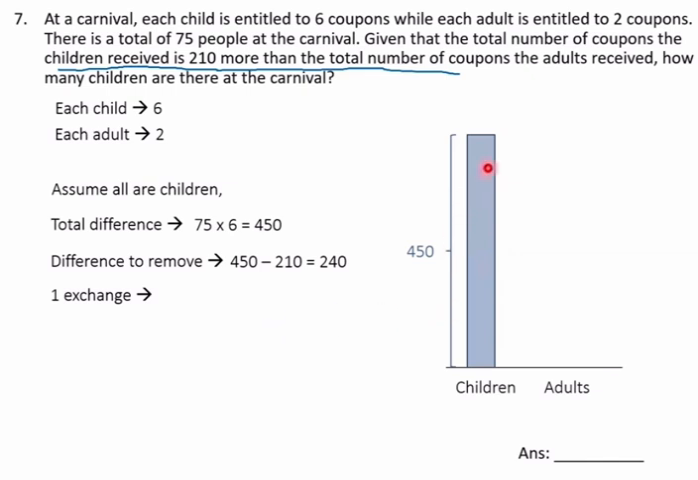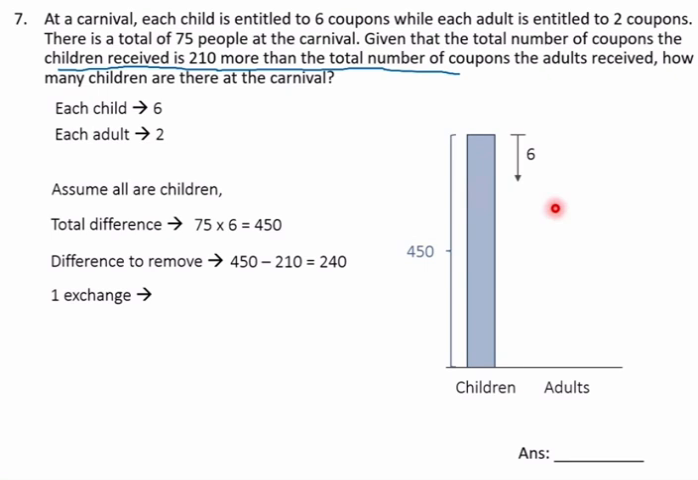For the children graph, when I exchange a child to an adult, that means I take away a child. And when I take away a child, this graph will start to compress. It will start to shrink in size, and that means the graph here will drop. My question is, drop by how many coupons? Since I'm taking out one child, since I'm performing one exchange, I take out one child, that means this graph will drop by 6 coupons.